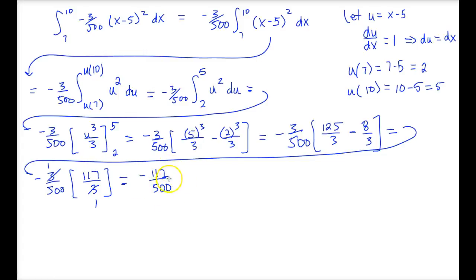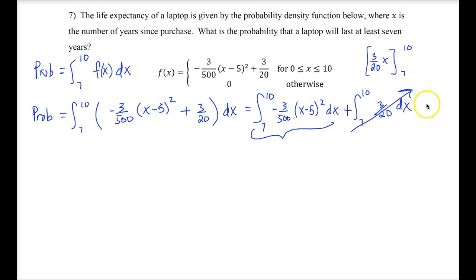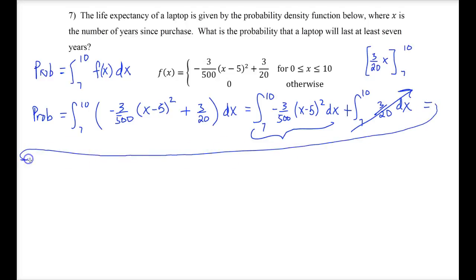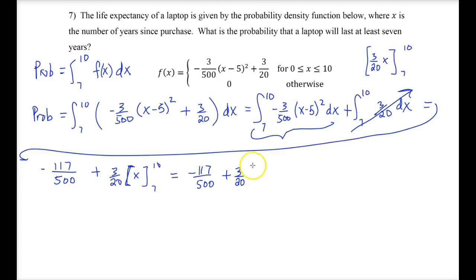Now, I'm going to go back to our problem, and in place of this particular integral here, I'm just going to put this number, and then we'll go ahead and evaluate the other part of the integral and finish out the problem. Okay, so from the work we've done before, we know that for this first integral here, this is just going to be negative 117 divided by 500. And now we're going to evaluate this portion here. I'll just go ahead and factor out the 3 over 20. And this will just be x on the inside from 7 to 10. And of course, this is just 10 minus 7, which will just be 3.